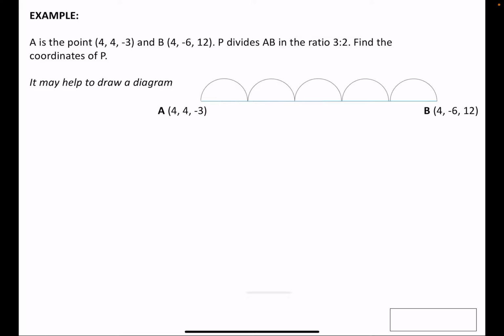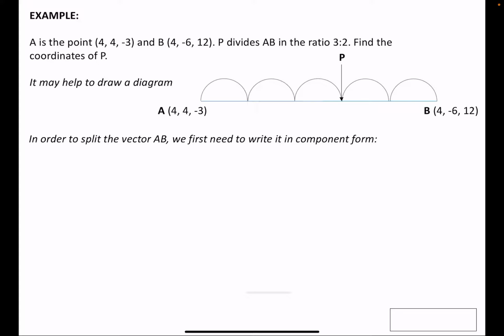So if it's 3 parts and 2 parts, there's a total of 5 parts that we're splitting the line AB into. I'm going to go through this in the long method. There is a much, much shorter method that you can use as long as you're arithmetically able. In order to split the vector AB, we first need to write it in component form. This is where we bring vectors in, because we've just got points.